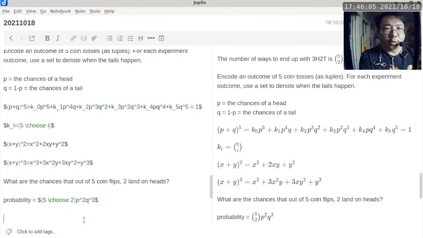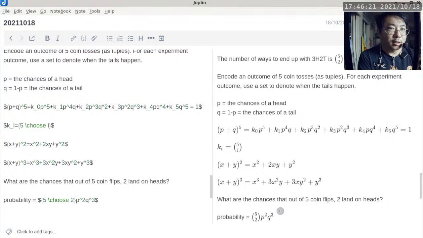Yep, so Jonathan is correct. It is 5 choose 2, but we also have to remember that we have to multiply 5 choose 2 by P squared, because we have 2 heads, and then Q to the power of 3, which are the tails.